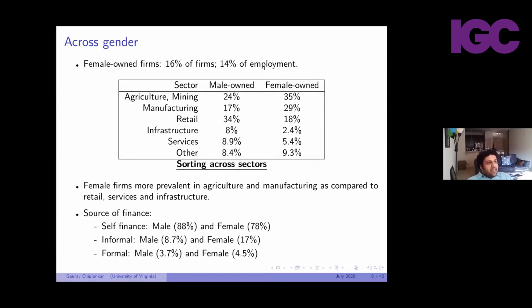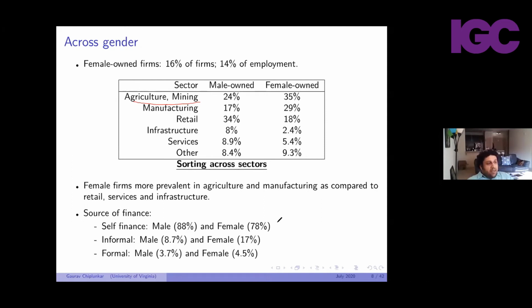So what you basically see is female-owned firms are more likely to be in agriculture, agro-based industries, right? As opposed to male firms, basically. So there is sorting across different industries. Certain industries have more female firms than they have male firms.